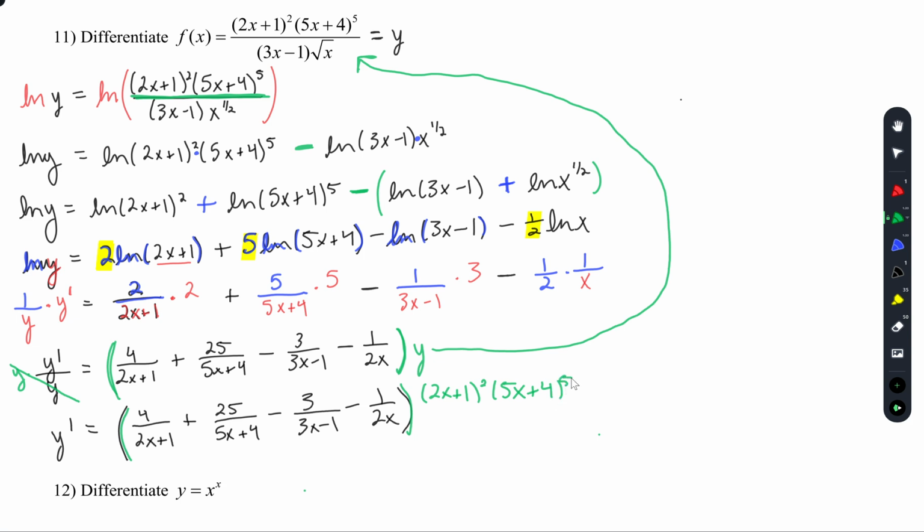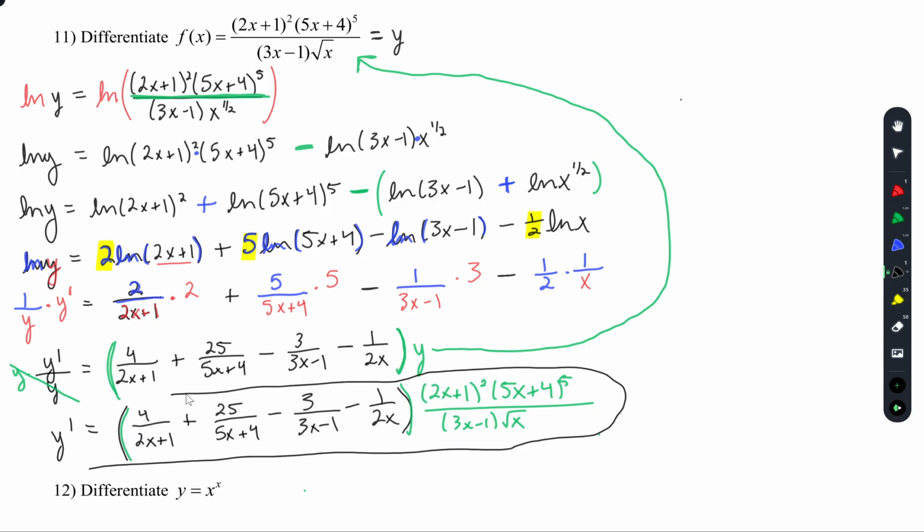So then you rewrite it. 3x minus 1 square root x. And look at that answer. That's the answer. Yeah, that is it. Don't mess up a negative.